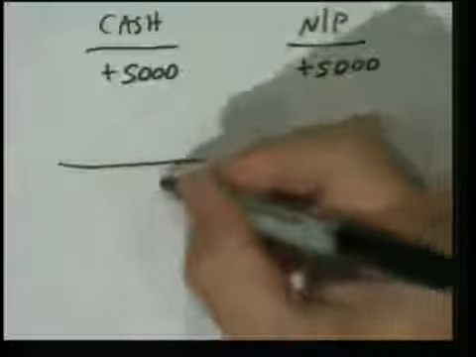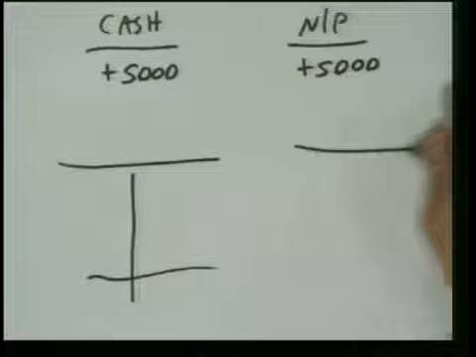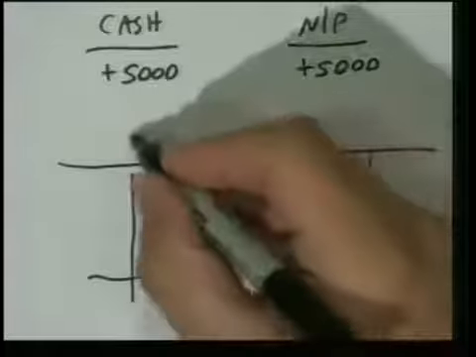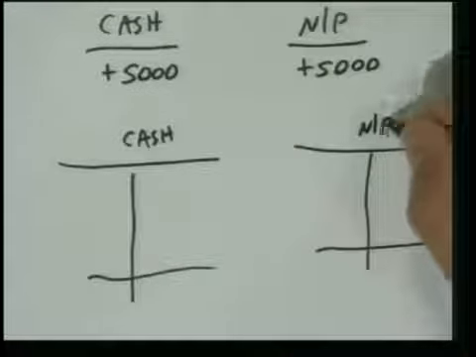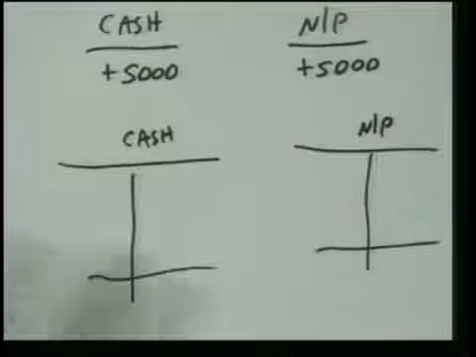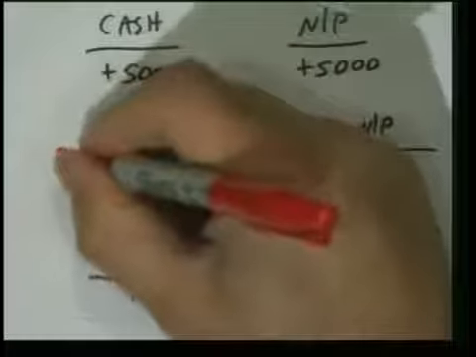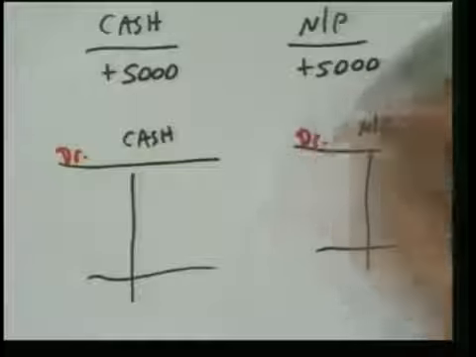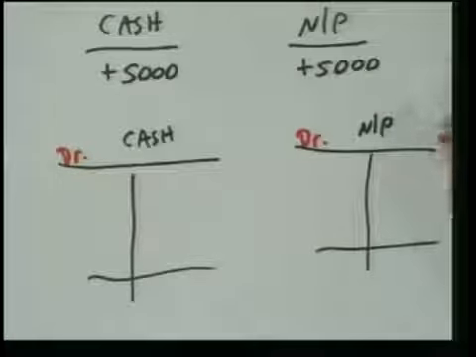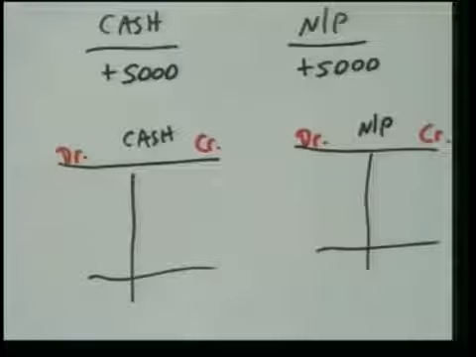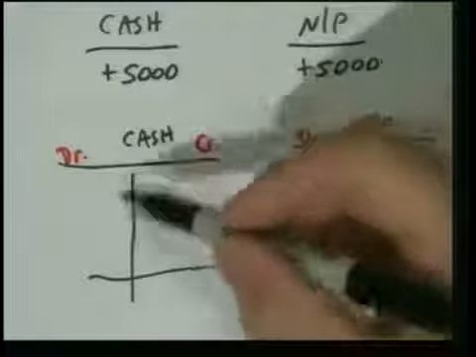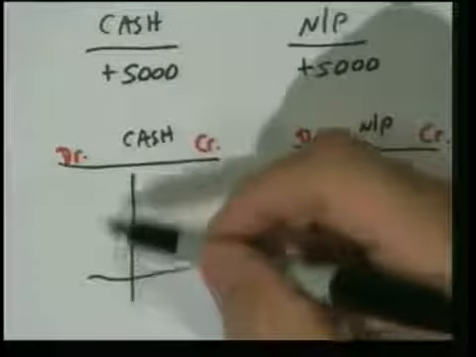Well, let's do T accounts. I'm going to do a T account for cash, and I'm going to do a T account for notes payable. Okay? Now we know that the left side of the T accounts is the debit side, correct? And the right side of the T accounts is the credit side. I also told you that increases for cash are accounted for on the debit side, right?